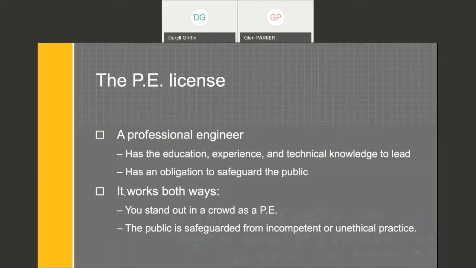So you stand out in the crowd, but you're also really putting yourself out there as being responsible for any decisions that you might make. So if someone doesn't have to have a license and they choose to get one, then in a lot of ways it says something about that person's character that they are willing to be held responsible.